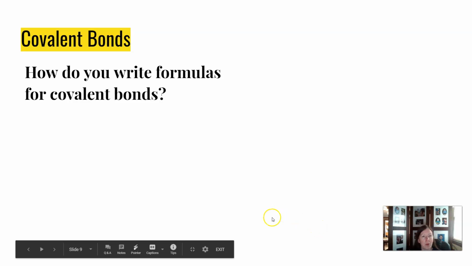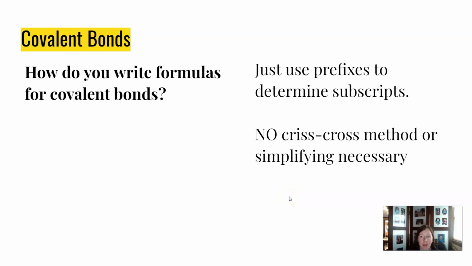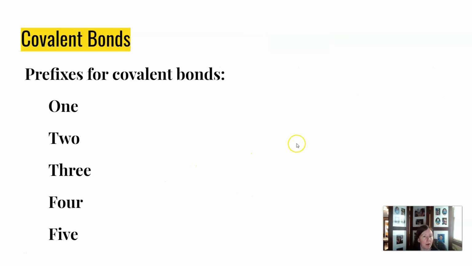So how do you write formulas for covalent bonds? It's the simplest thing to learn. We just have to use prefixes to determine what subscripts we're going to use. We don't have to use any crisscross or any simplifying, nothing at all. So I am going to teach you what the prefixes are. And the good news, there are 10 to learn.